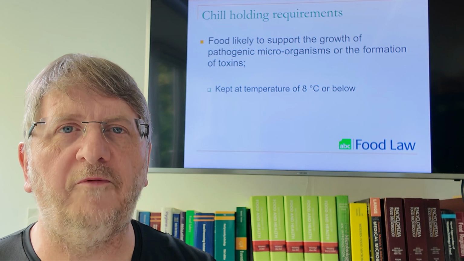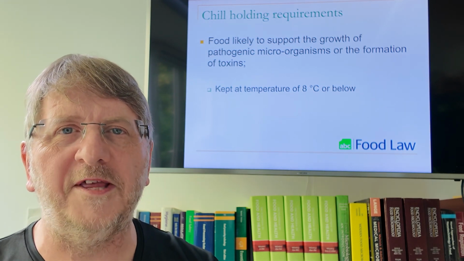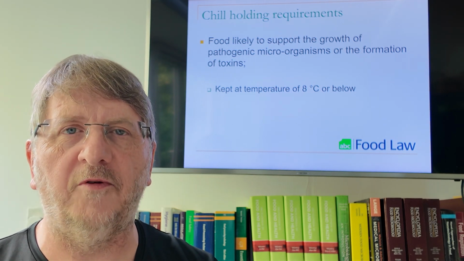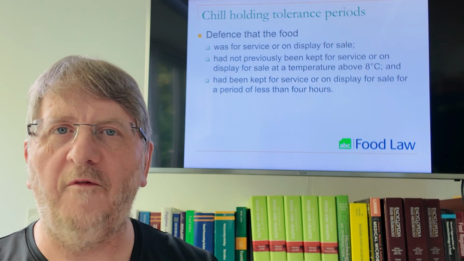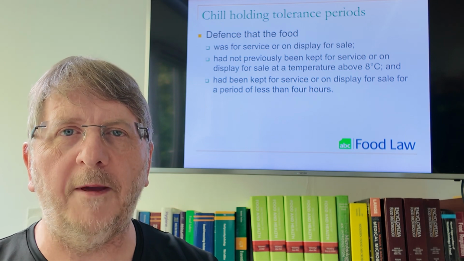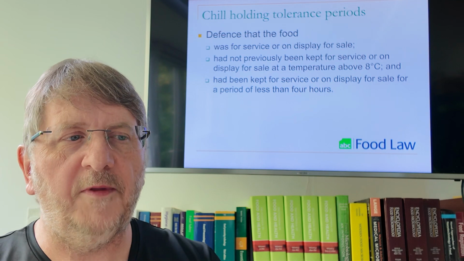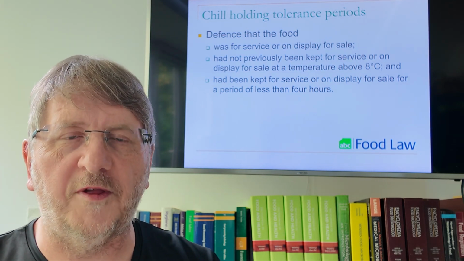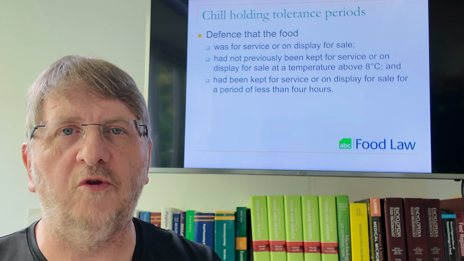The chilled holding requirement for foods that are likely to support the growth of food poisoning bacteria or formation of toxins is that they should be kept at 8 degrees centigrade or below. However, there is a defence. If you've got a food that's a bit warmer than that, as long as it has not been previously put on service, and as long as it is actually on display for sale at the moment, not in a storage fridge or something, then it can be outside of that temperature control period.